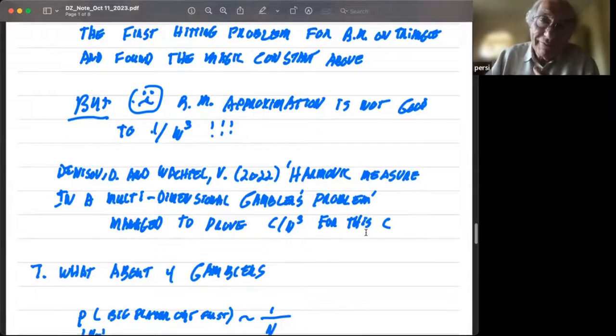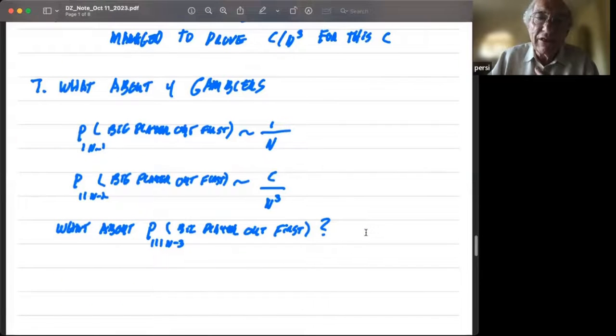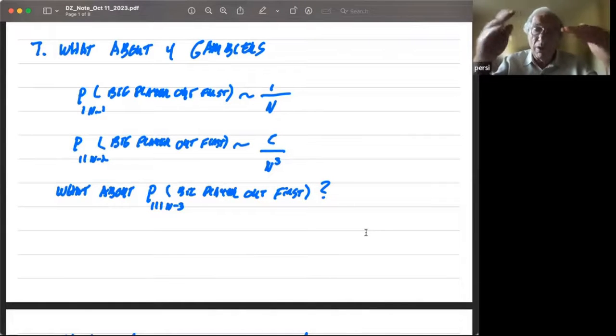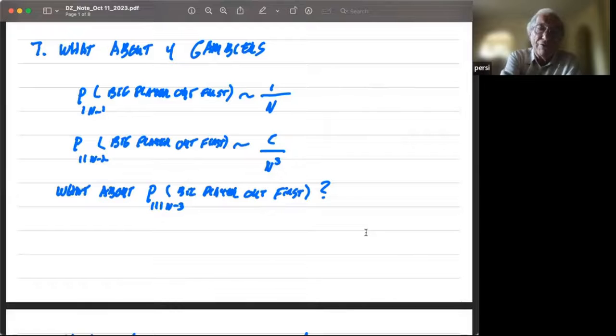Okay, what about four gamblers? Let me refresh our memory. If you have two gamblers with $1 and n-1, the chance that the big player is eliminated first is small. How small? 1 over n. With three gamblers, what we just said, say you start at the corner, 1, 1, and n-2, what's the chance the big player is eliminated first? It was constant over n cubed.